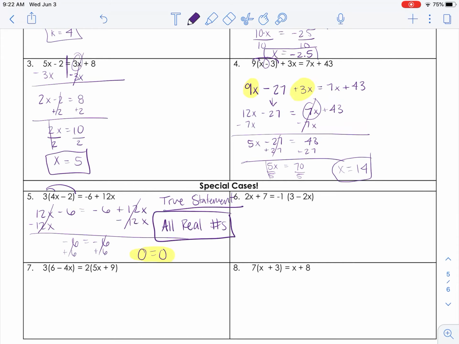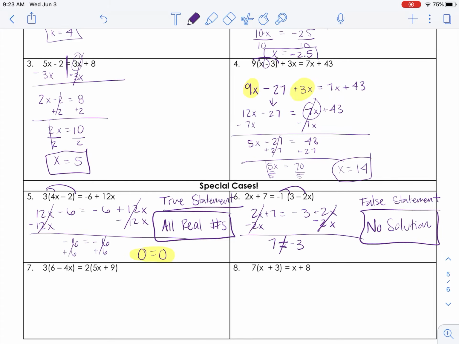The next special case, let's look here, we're going to do some distribution. So I've got 2x plus 7 equals negative 3 plus 2x. If I move my variables, I'm going to move that 2x on both sides. I get 7 equals negative 3. That's not true, right? If I have 7 cookies, it's not the same thing as negative 3 cookies. I would not be as happy with negative 3. So a false statement means that we are going to have no solution as our answer. That just means that there's not a solution to that equation.